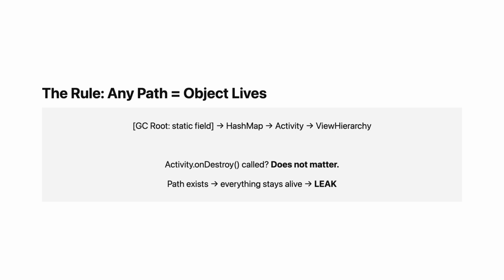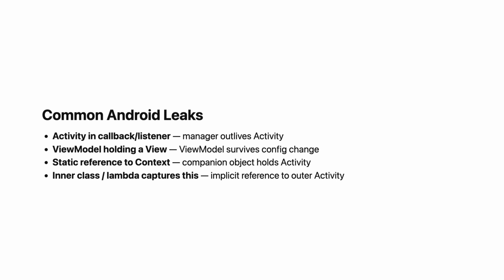Let us walk through the most common memory leaks in Android, because they all follow the same pattern. First, an activity reference captured in a callback or listener. You pass your activity as a click listener, or you register it as a callback with some manager, and that manager outlives the activity. The manager holds a reference to the activity. The activity holds its views, and none of it can be collected.